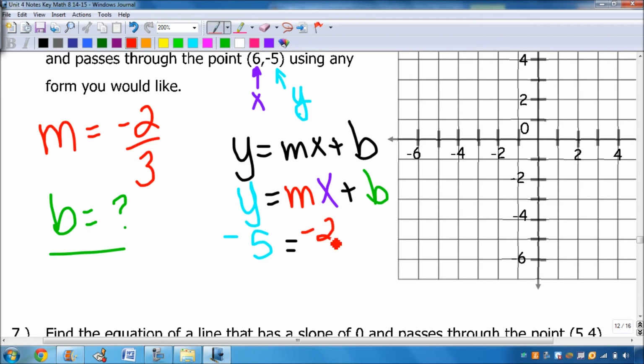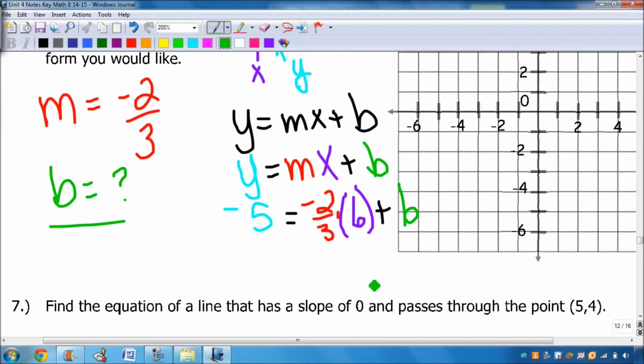So this is negative 2/3 times, you know what x is. It tells you right here, it's 6. So negative 2/3 times 6, and I don't know what b is, so I'm going to say plus b. Okay, so now I have to figure out what negative 2/3 times 6 is.